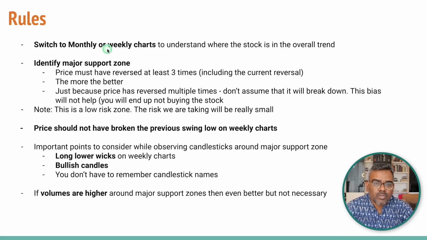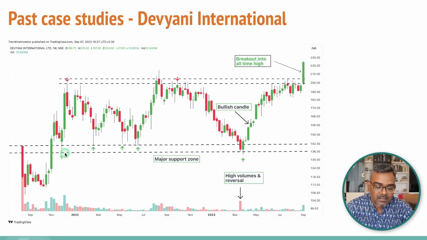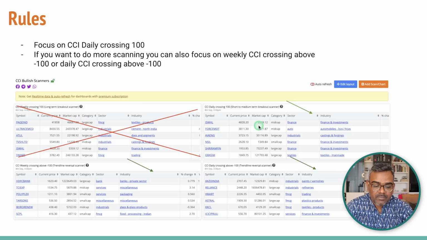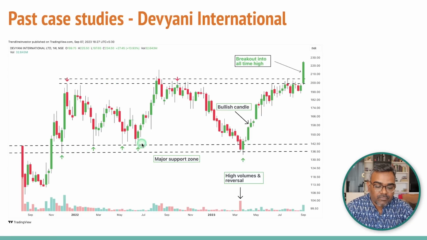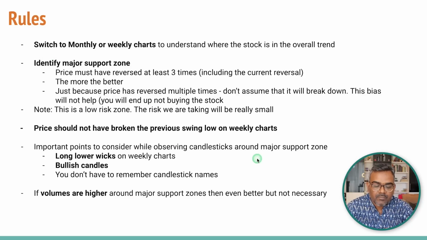We will not find important zones or critical zones, major support zones on the daily charts. It's always on the weekly charts. So how do you identify this zone, right? So the first rule is the price must have reversed at least 3 times, including the current reversal. By reversal, I mean that the stock has reversed like this, gone up, reversed again, gone up, and reversed and gone up. So it has to have reversed at least 3 times. The more, the better. Obviously, in Devyani, we had 1, 2, 3, 4, 5 times, right? So the more times it has reversed, the better.